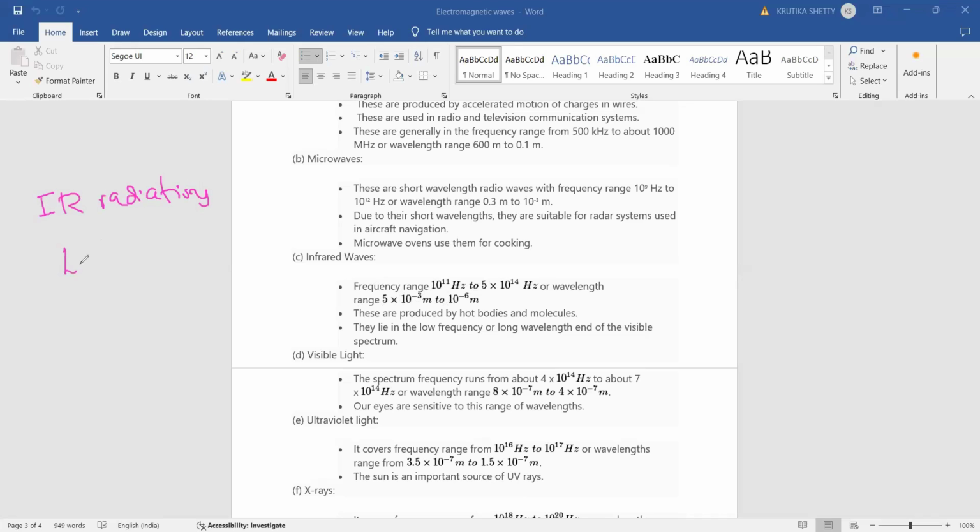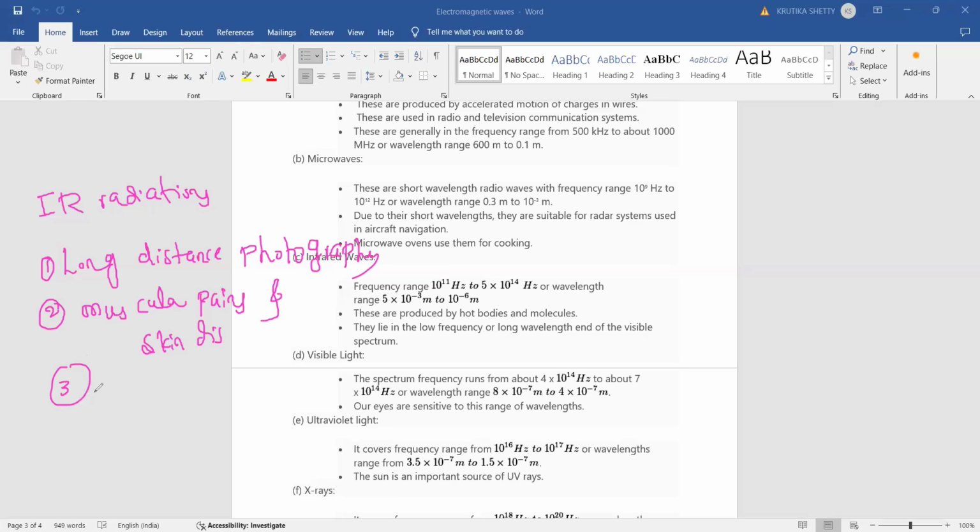These IR radiations are used in long distance photography. The second one, they are used in muscle pain treatment, for muscular pains and skin diseases. They use it for skin disease treatment too. They are used to diagnose tumors and to stimulate blood circulation.